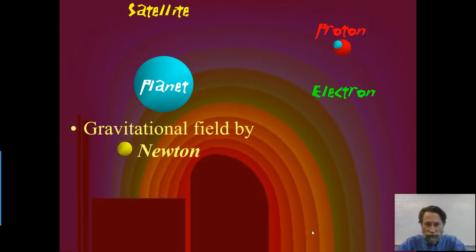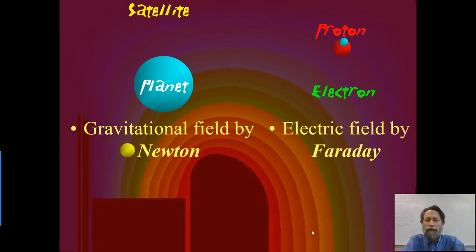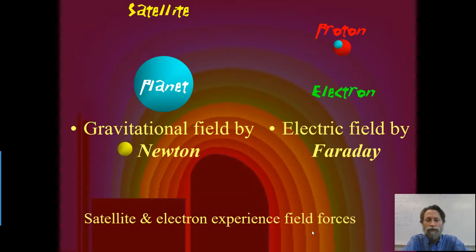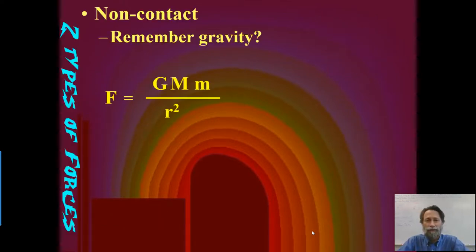So the gravitational field was by Newton. Newton said that the moon is affected by the Earth's gravitational field. The electric field then was determined by Faraday. So Faraday is the one who came up with this idea of electric field. So the satellite and the electrons both experience what we would call field forces or non-contact forces.